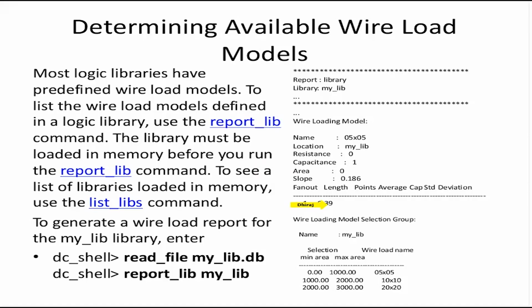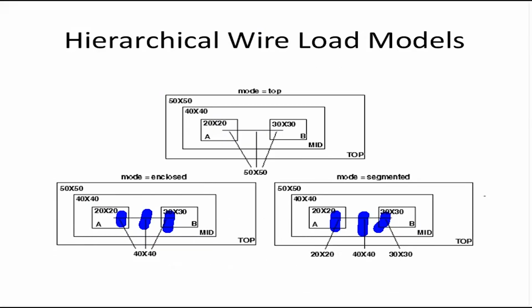It also gives automatic selection of wire load model based on area. This is one nice feature in the wire load model, where you could specify the max area and tell the tool that for a block which is up to this area, use this wire load model. Between this and this, use this wire load model. So there will be different wire load models here, and the tool can choose based on the area. For a hierarchical design, what wire load model will it apply? It depends on the mode, which is either top, enclosed, or segmented.